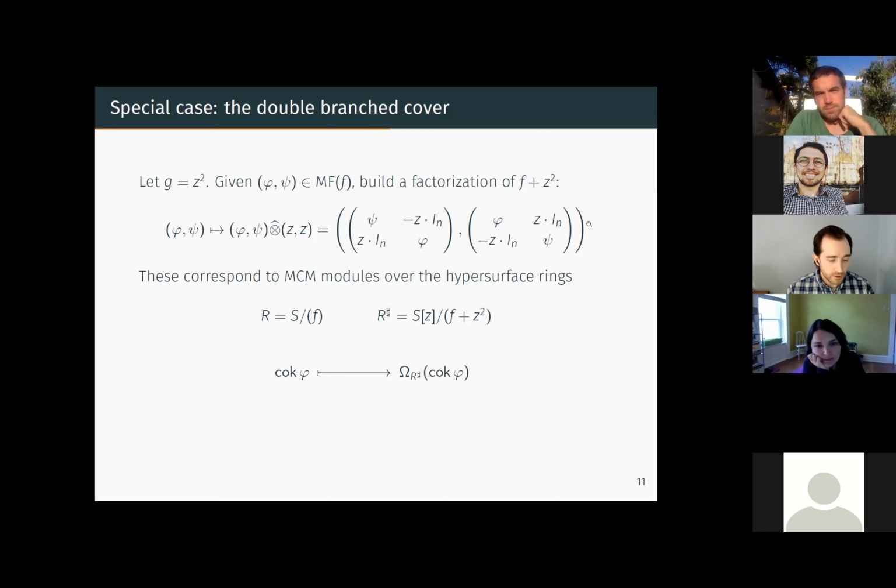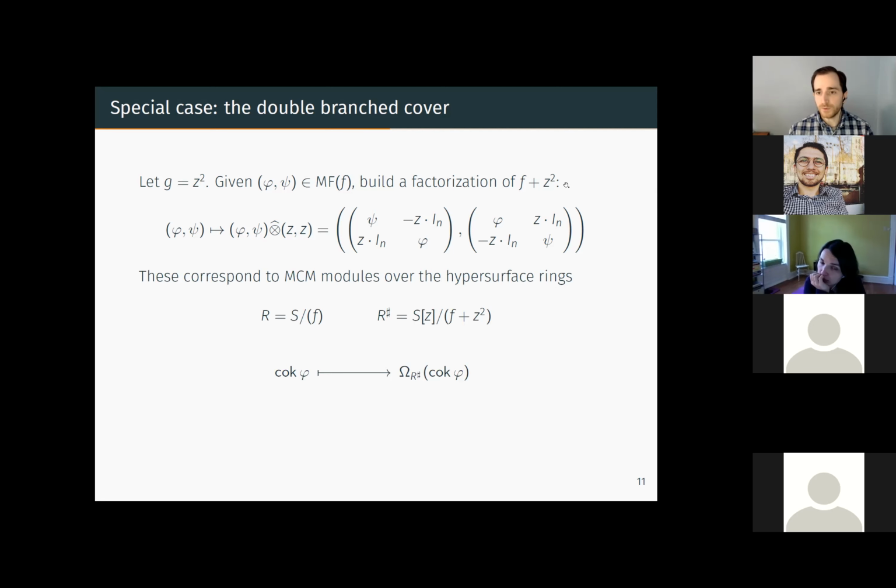So as modules, what do these correspond to? Well, R is the hypersurface that we started with. There's a new ring floating around here. So f plus z squared defines a hypersurface like this. You add on a new variable and then mod out by f plus z squared. This thing I denote as R with a hash. Sometimes I'll call it R sharp or R hash. It's called the double branched cover of R for geometric reasons that I honestly don't know much about, but that's what it's classically called. And on the level of modules, what does this correspond to?